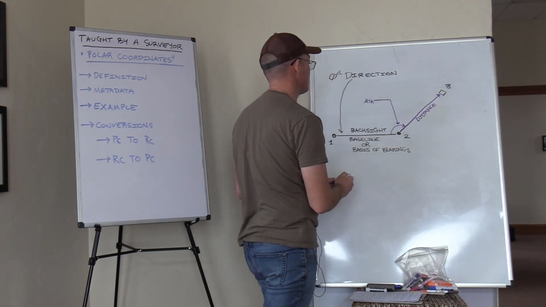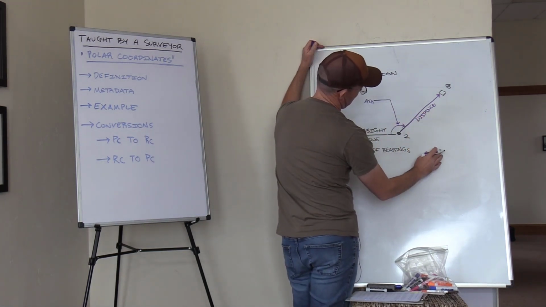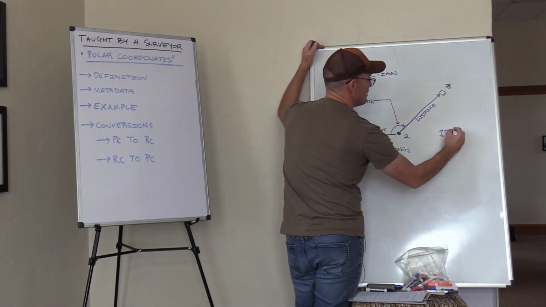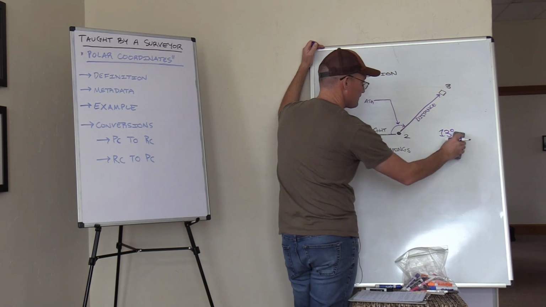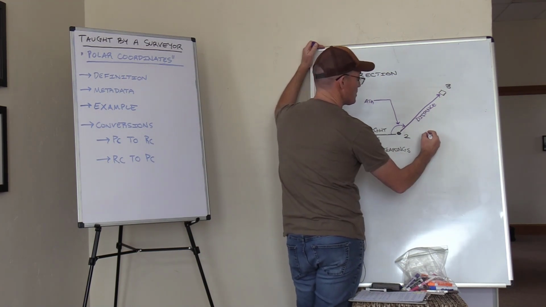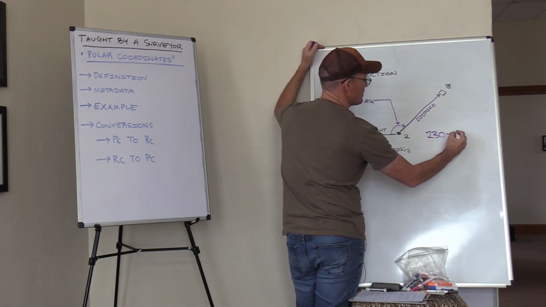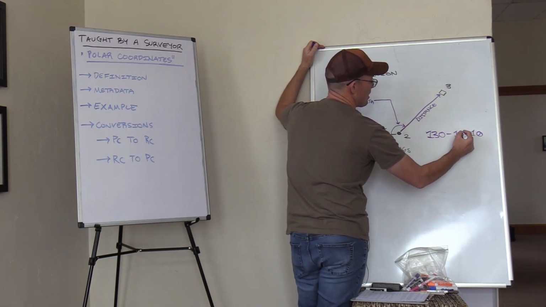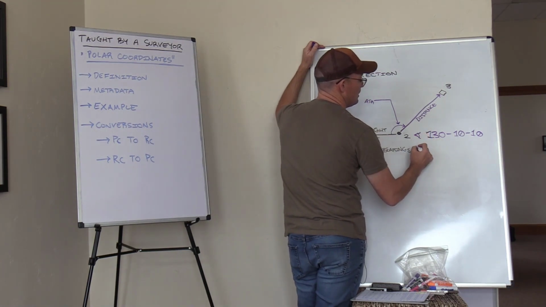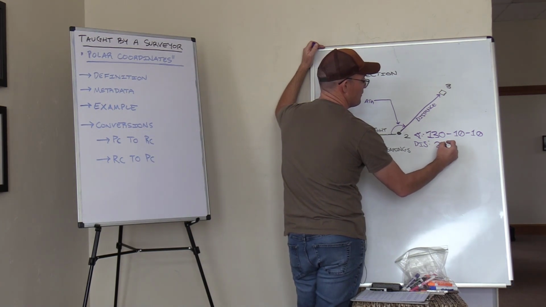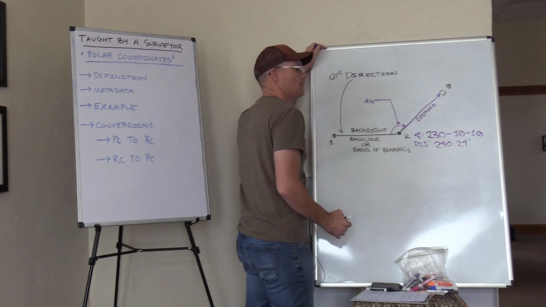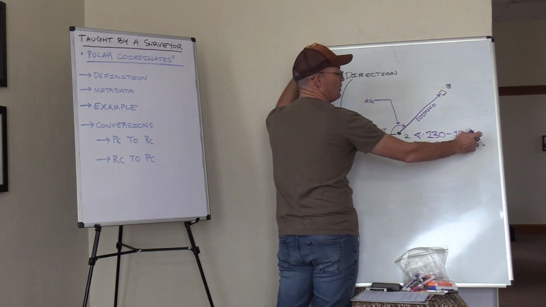So our polar coordinate would look like, let's call it 130 degrees. If we're using a modern total station, we're going to get something like 130 degrees, 10 minutes, 10 seconds. That's going to be our angle. And then our distance, let's just say, is 240.24 feet. That is a polar coordinate, an angle and a distance.